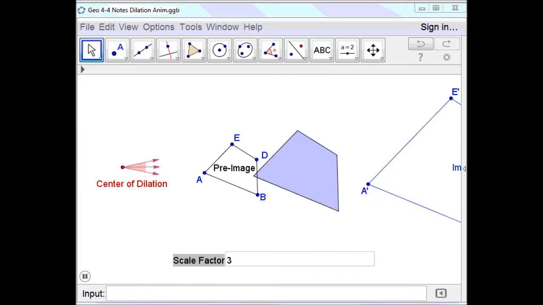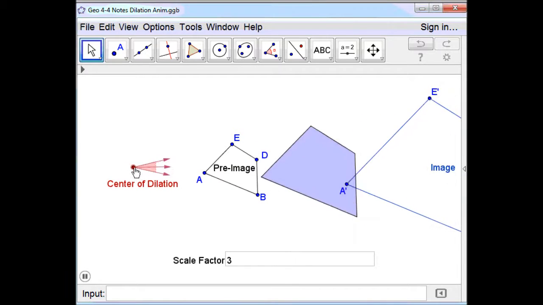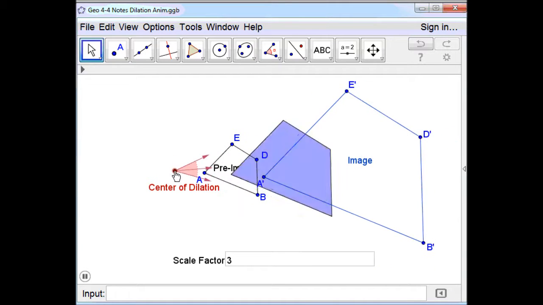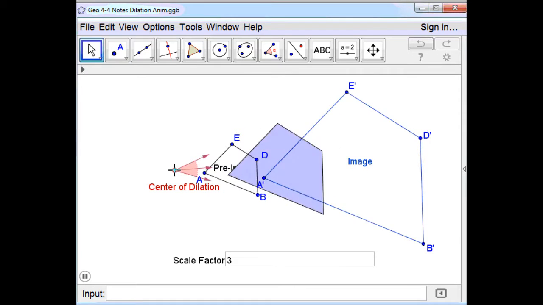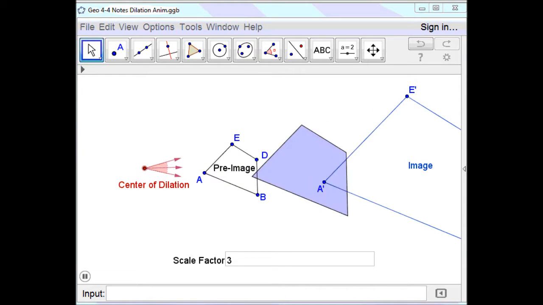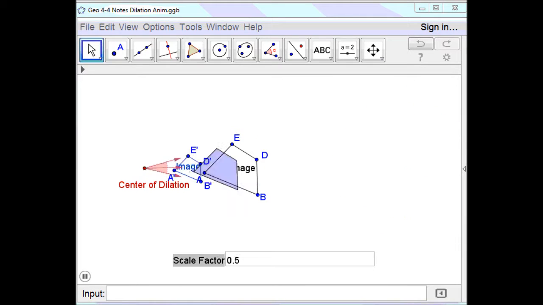A scale factor of 3 means that the image is now 3 times as far from the center, wherever the center happens to be. The image is also 3 times as big as the pre-image. Both of these are examples of an enlargement. There are two types of dilations, enlargements and reductions. An enlargement obviously results in an image that's larger than the pre-image, while a reduction results in a smaller image.